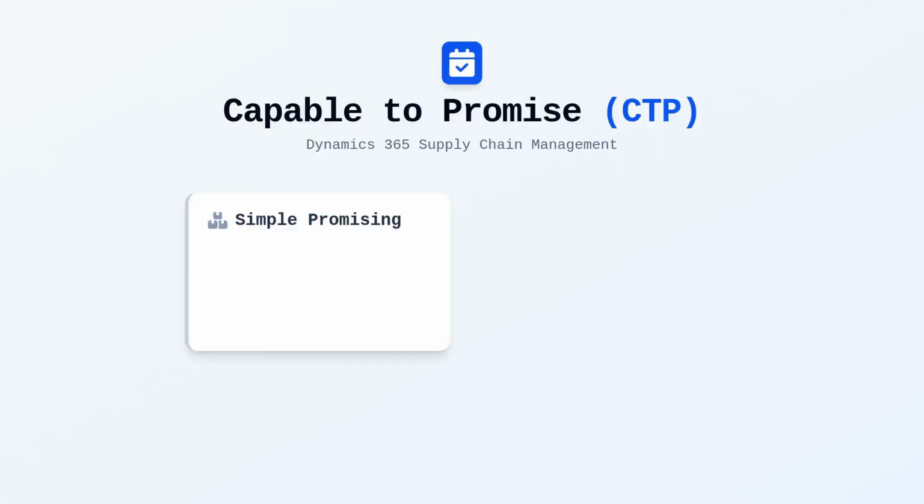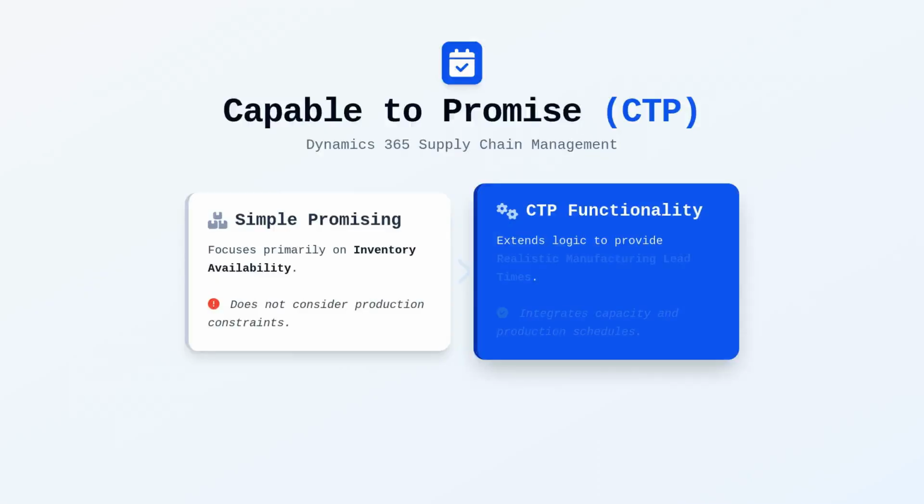Hello, and welcome to this deep dive into capable to promise functionality within Dynamics 365 Supply Chain Management. In this session, we will examine how CTP extends order promising logic beyond simple inventory availability to provide realistic manufacturing lead times.